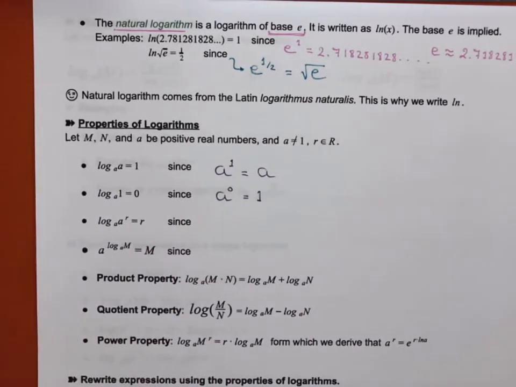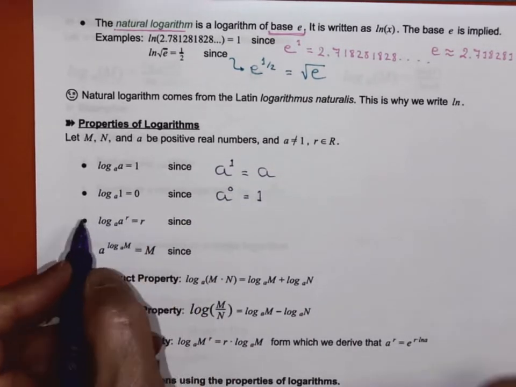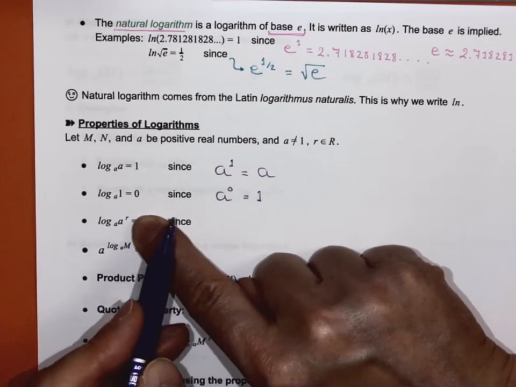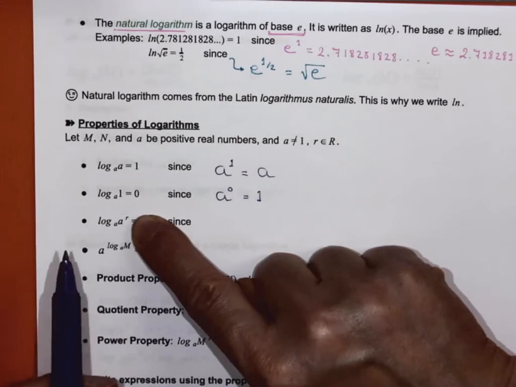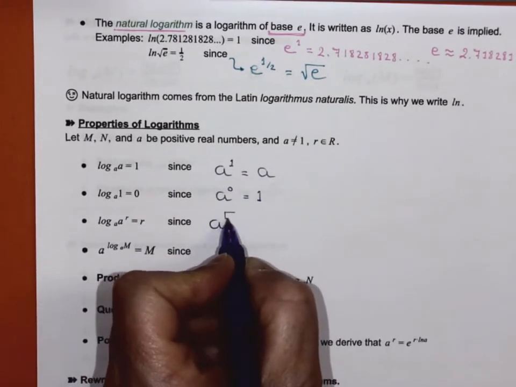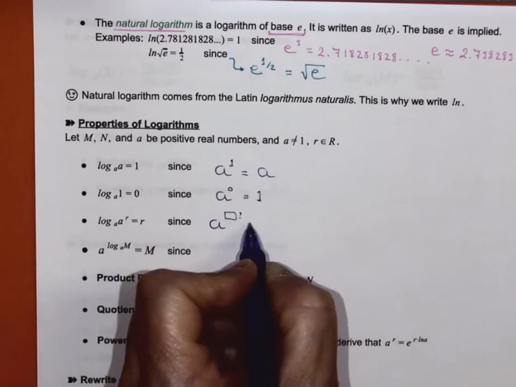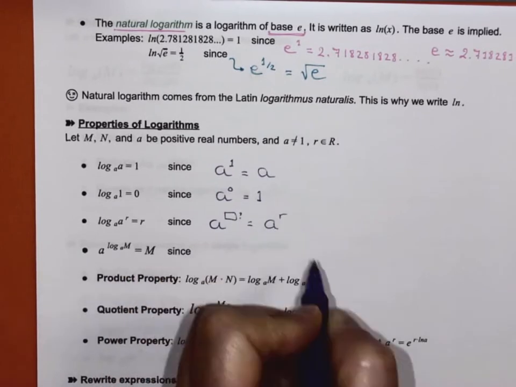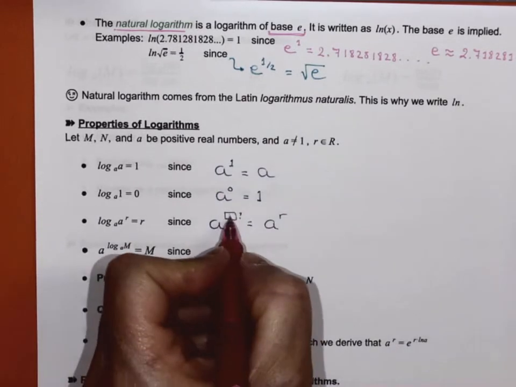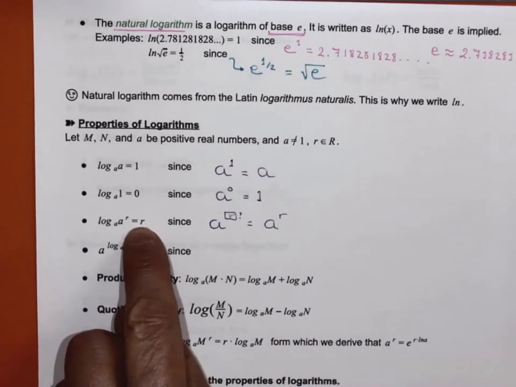Okay, let's go to this one. So what is this asking us? It says a to what power gives me a to the r? So let's write it. A to what power gives me a to the r? This is what that says. Well, we know that's going to be an r, don't we? Has to be. So there it is, right? All right, so now let's look at this one.